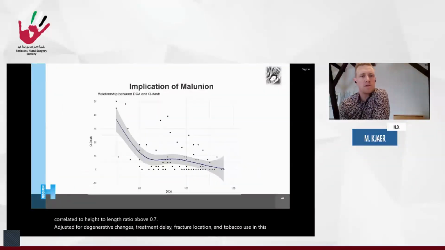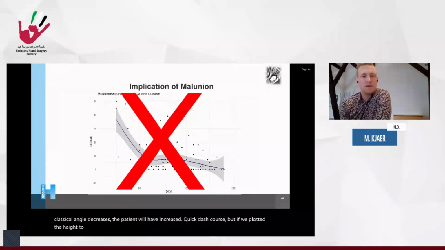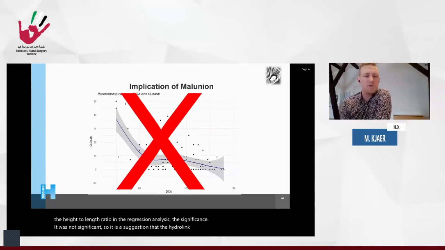We also looked at the dorsal cortical angle and found a correlation. So if the dorsal cortical angle decreases, the patient will have increased QuickDASH scores. But if we plotted the height to length ratio in the regression analysis, the dorsal cortical angle was not significant. So it is a suggestion that the height to length ratio is a better measure of malunion and has a better correlation to the clinical outcome.